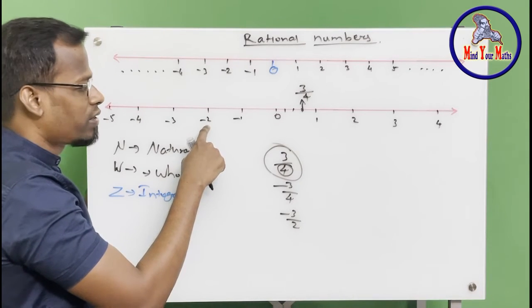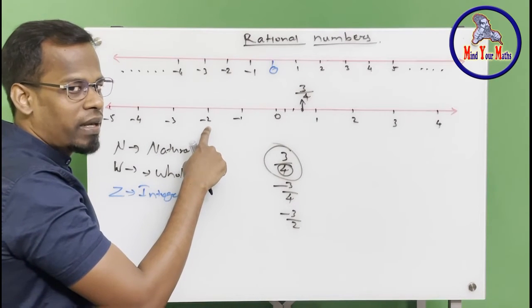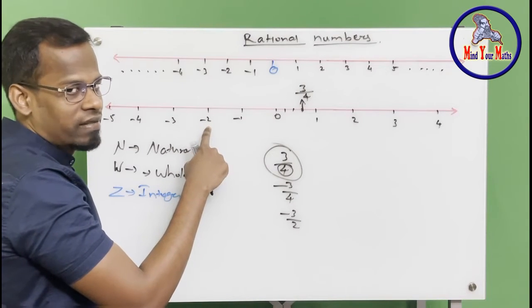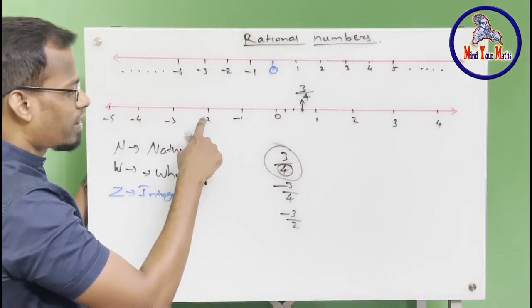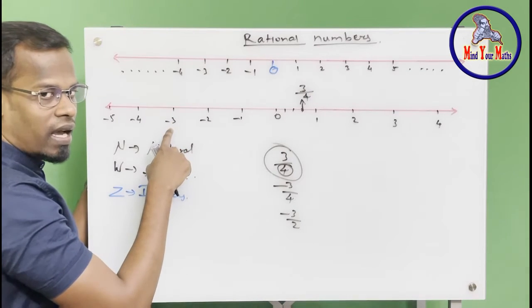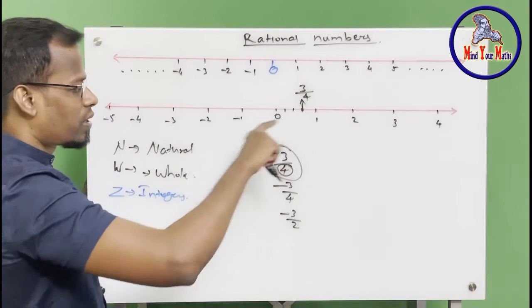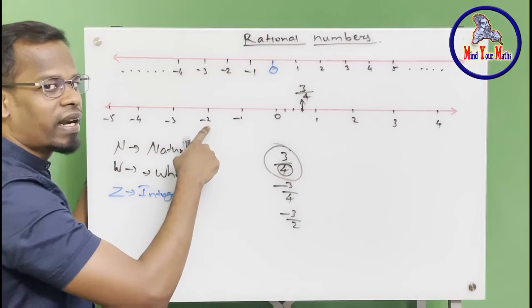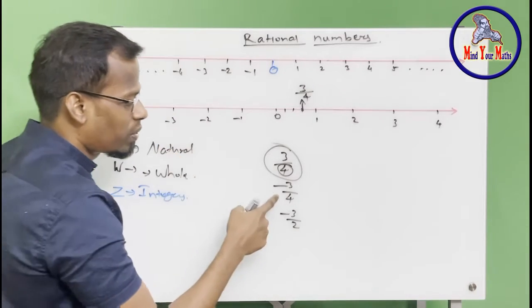If the negative number is growing, what it means is that it is losing its value. So like -1 is greater than -2, and -2 is greater than -3. So if you go from left to right, the number on the right side is always greater than the number on the left side. Now let's come to this fraction.